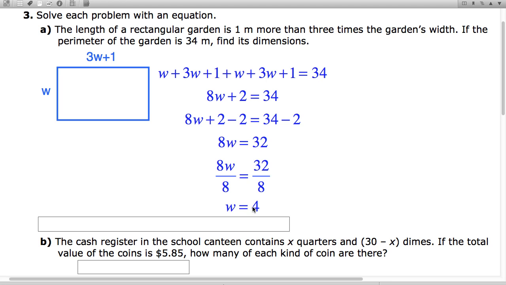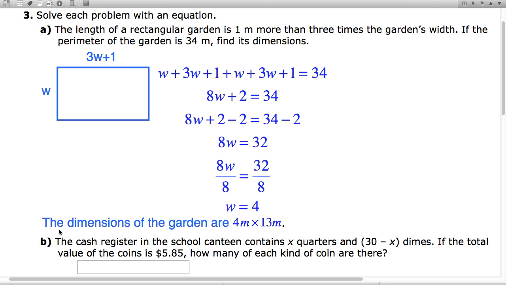So now going back to the question, it's saying if the perimeter of the garden is 34 meters, find its dimensions. We know what the width is now, it's 4. The length is going to be 3 times 4 plus 1, so that'll be 13. So the dimensions of the garden are 4 meters by 13 meters. When they say dimensions, they mean find the width and the length, and we specify them with a multiplication symbol in between, and it's read as "by," as in 4 meters by 13 meters.